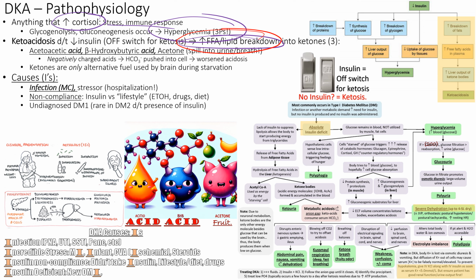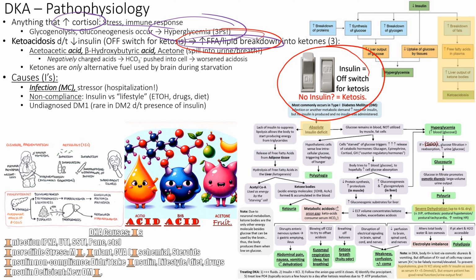And how do you not make ketones? How do you stop lipolysis? That's what insulin is for. Insulin is the off switch for lipolysis. So if you have insulin, which a type 2 diabetic does, they are lower risk for DKA. But remember we mentioned type 2 diabetics, they can exhaust their beta cells. They can lose all their beta cells, and now they are pretty much like a type 1 diabetic, right? So DKA can happen in type 2s. It's possible, it's uncommon, but it's definitely very, very common in our type 1 diabetics.